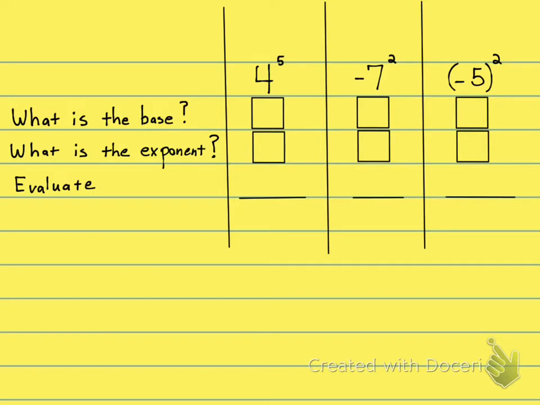Well, the base here is going to be 4, and the exponent is the little number up here, which is going to be 5. And what this means is that you're going to take the base times itself 5 times. So one way to evaluate this is in your calculator. You can do 4 times 4 times 4 times 4 times 4, 5 times, and that will give you 1024. Or in your calculator you could type in 4 and you could punch the button to the power of 5.